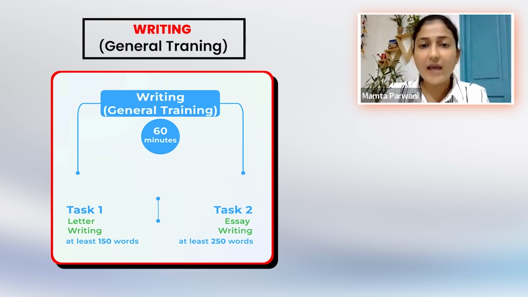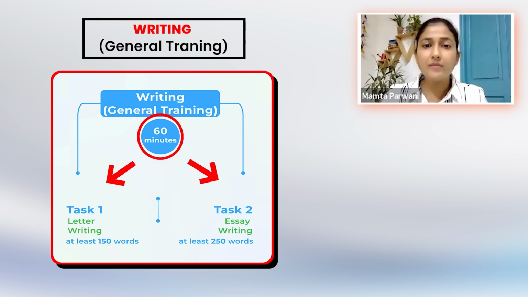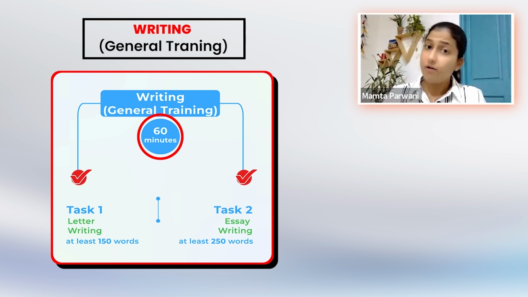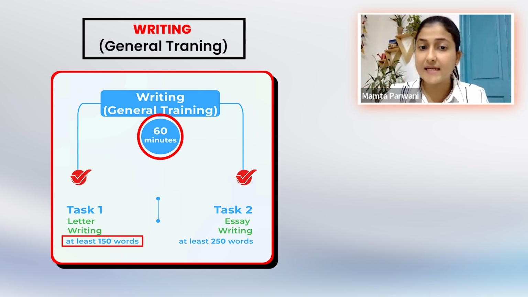Here again, we have a total of 60 minutes of time, and we have to complete 2 tasks, task 1 and task 2. For task 1, the requirement is 150 words minimum. See, it says at least. For task 2 again, the minimum requirement is 250.